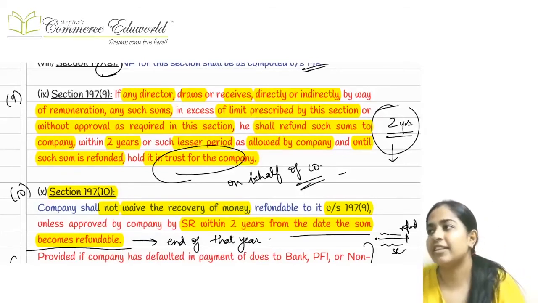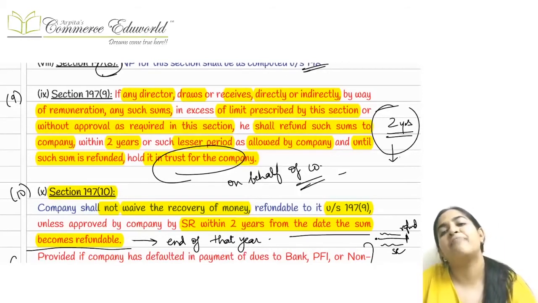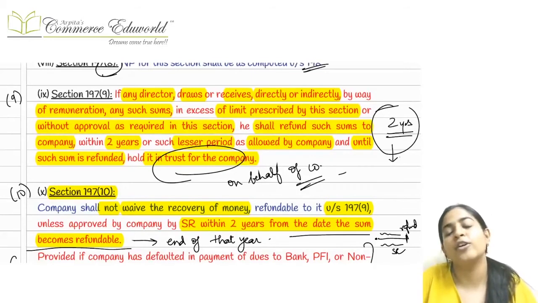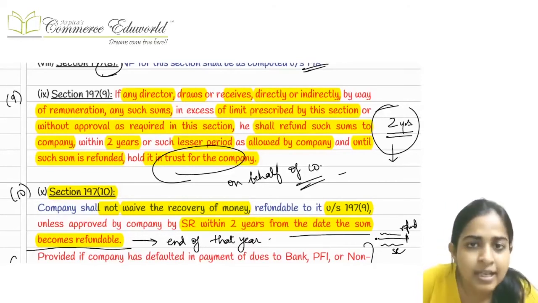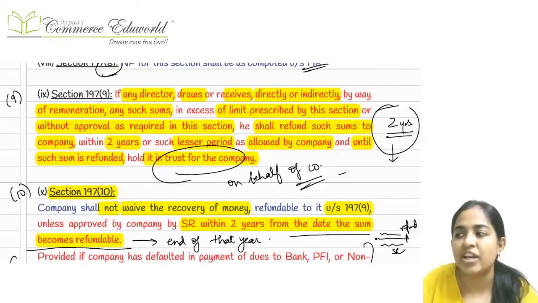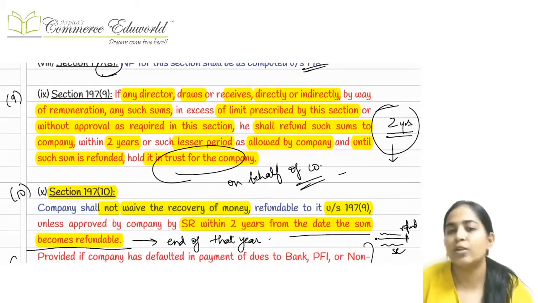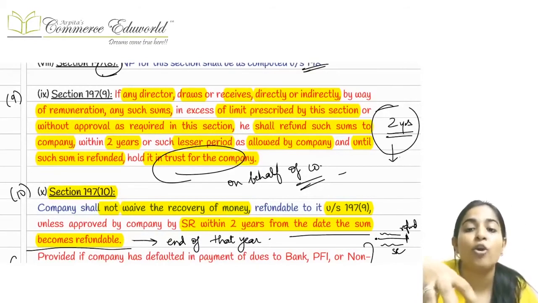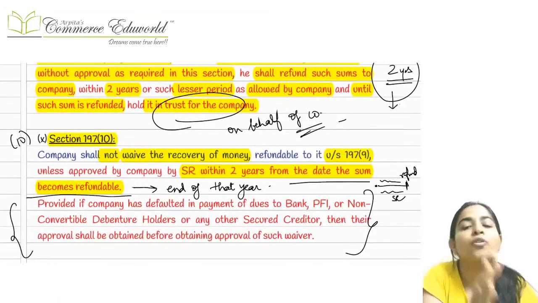Suppose, while paying any remuneration, there was a calculation error, and we have paid extra remuneration to a particular person. In that case, by default you cannot waive it off. The first option is that you will recover it. The person who has received this extra remuneration has to refund it to the company within a period of 2 years, and until that time he has to hold it on behalf of the company.